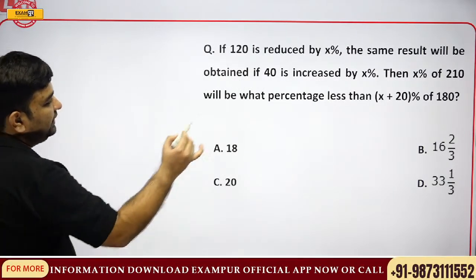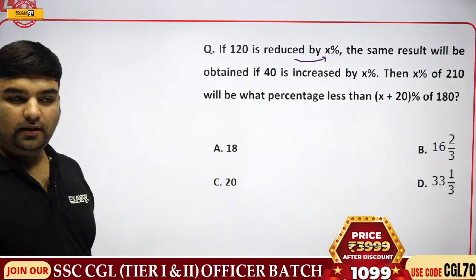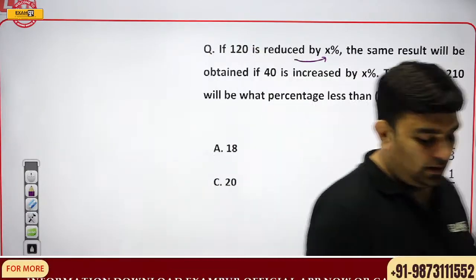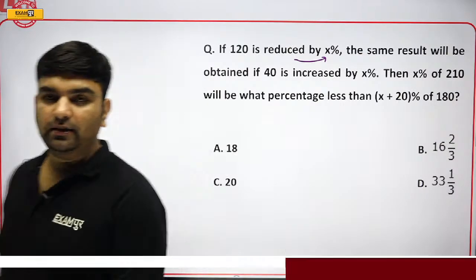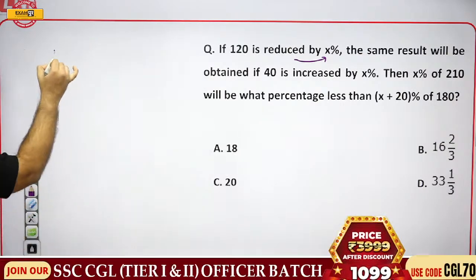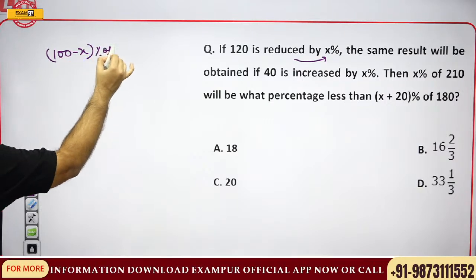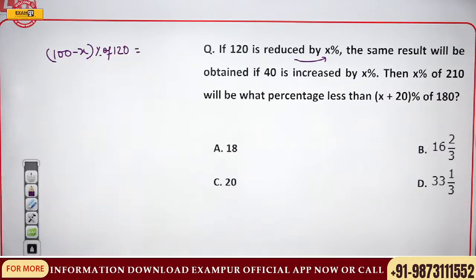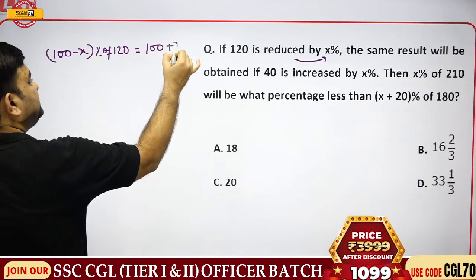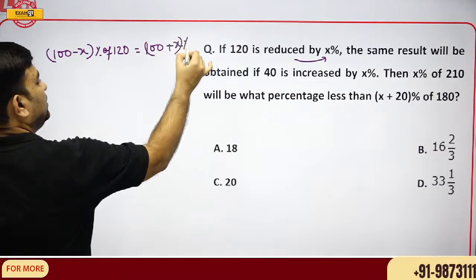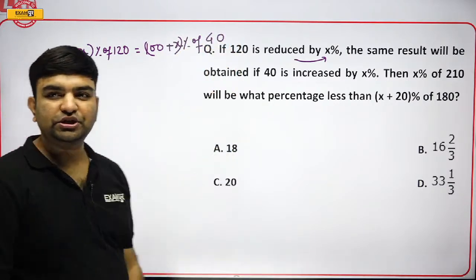Guys, how can you increase anything by X% or decrease anything by X%? To decrease anything by X%, it is 100 minus X% of 120. To increase anything by X%, it is 100 plus X% of 40. And they both are equal to each other.